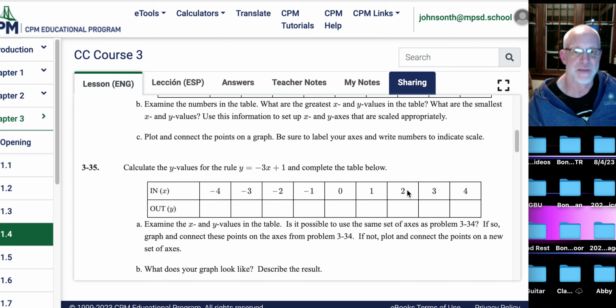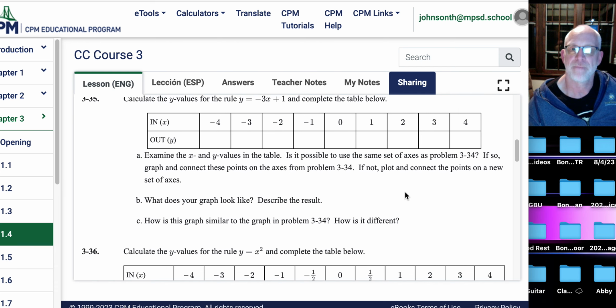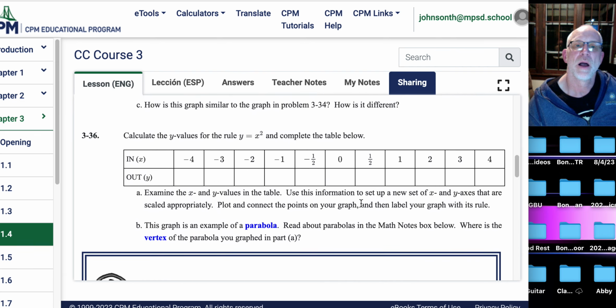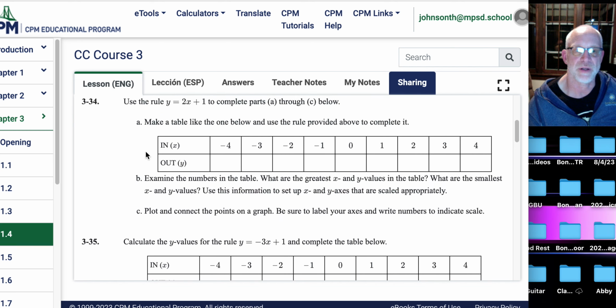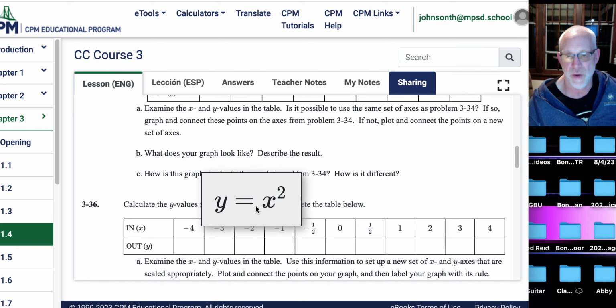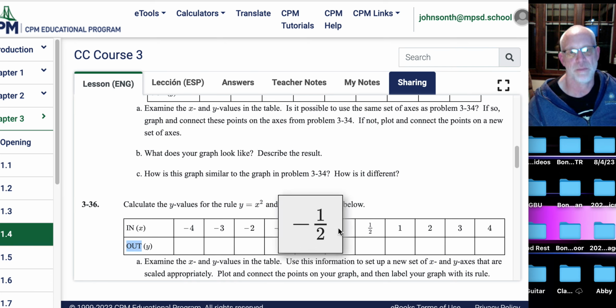If you can fill out that table, can you graph it? What does your graph look like? Okay, label your axes. And how is this graph similar to the graph in 334? How is it different? Then the last one, we're going to take your number, square it, multiply it by itself. Get the idea, etc.